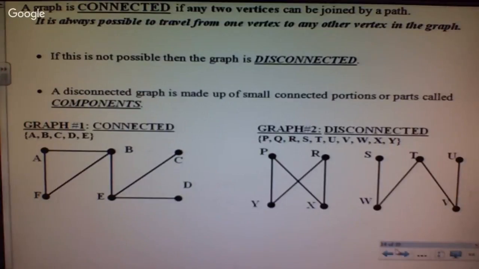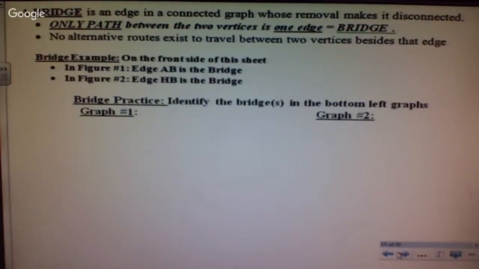So we have a special edge that makes these connected or disconnected. And these edges are called a bridge. A bridge is an edge in a connected graph that when I remove it, it makes it disconnected. So it takes us back to figure 1. It says AB. AB is a bridge.